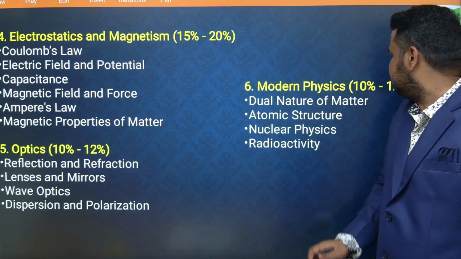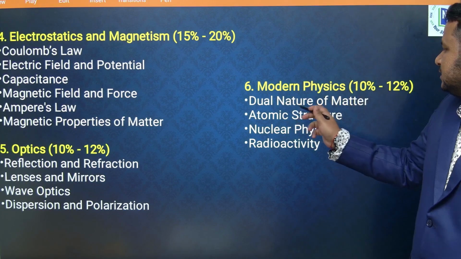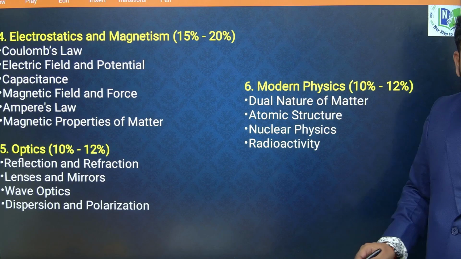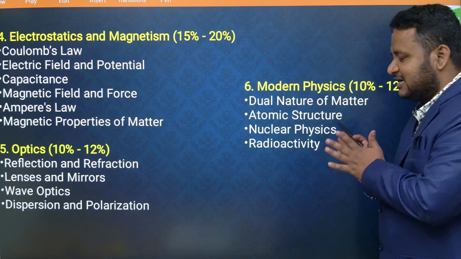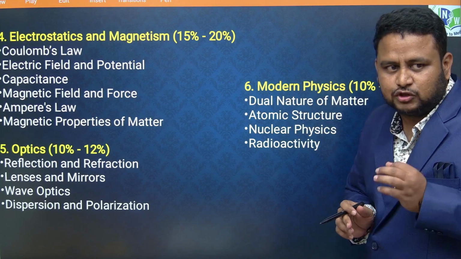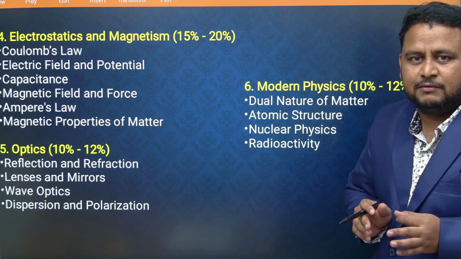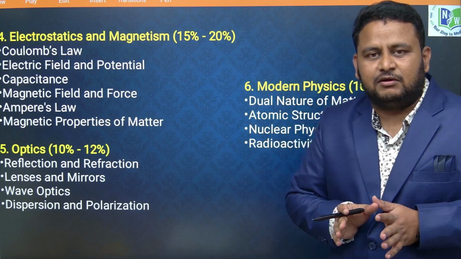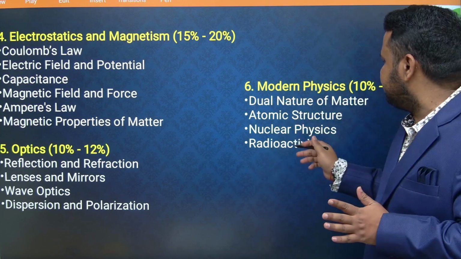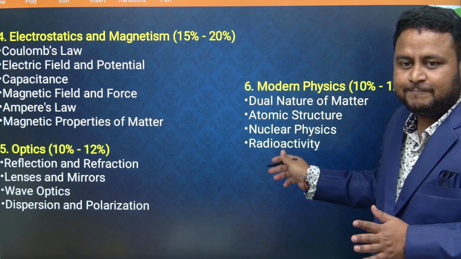Next thing is modern physics. Modern physics is having 10 to 12% weightage. That is dual nature of matter, atomic structure, nuclear physics and radioactivity. So take it from me, friends, nuclear physics and radioactivity, their questions are coming directly from the PYQs. PYQs will be very helpful because they open the door to the mind of the examiner. So please focus on the PYQs for these two topics, especially modern physics.